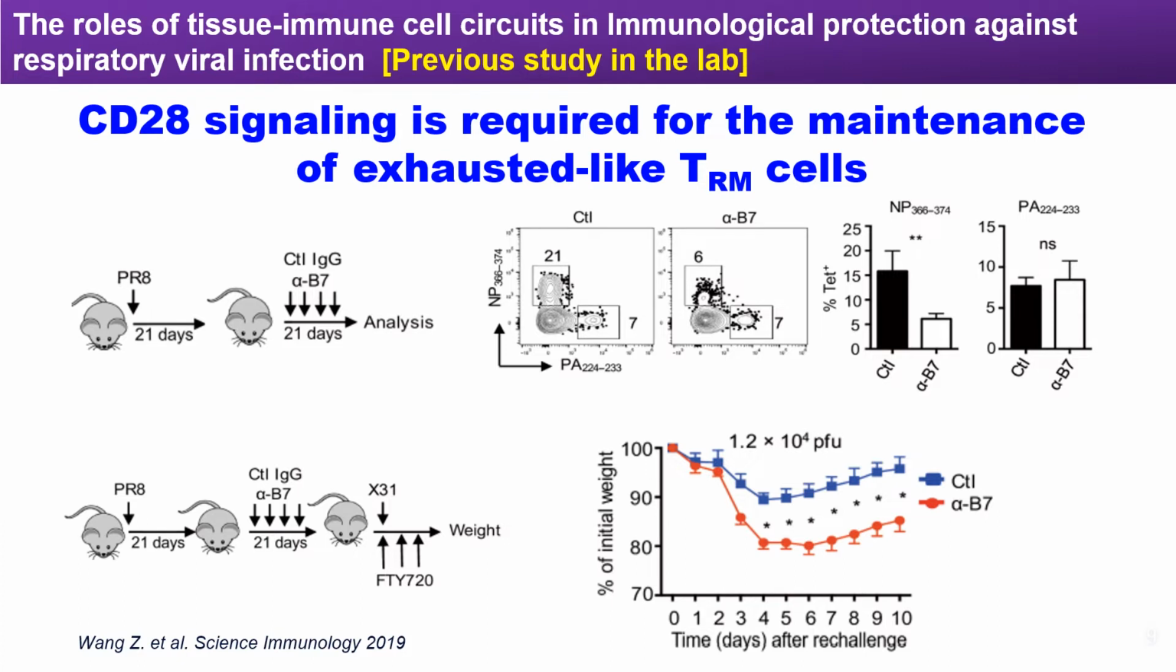Also, the mice which have no CD28 signaling had impaired protection upon secondary influenza infection. That means that in the red graph, the anti-B7 antibody treated mice have a lower recovery rate. So this data suggests that influenza epitope-specific, particularly MP-specific, TRM cells are required for host protection against secondary viral infection.